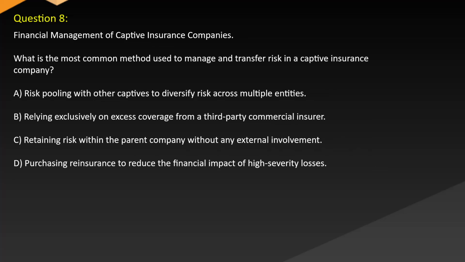Question 8. Financial management of captive insurance companies. What is the most common method used to manage and transfer risk in a captive insurance company? A. Risk pooling with other captives to diversify risk across multiple entities. B. Relying exclusively on excess coverage from a third-party commercial insurer. C. Retaining risk within the parent company without any external involvement. D. Purchasing reinsurance to reduce the financial impact of high-severity losses.